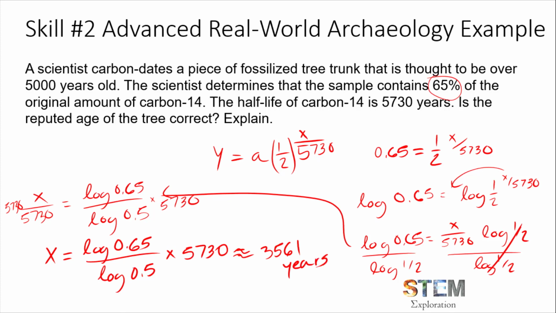And so if we're looking at a particular sample like this, it is actually not reasonable to assume that the reputed age of this tree is correct. It's actually a significant underestimate of the total amount of carbon-14 that's there, because based on that amount of carbon-14, that tree is probably only 3,561 years of age, assuming that the half-life is consistent in those type of things. All right, and so this is just a different way of looking at it.